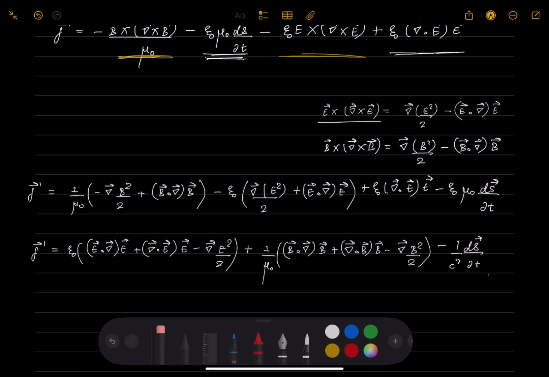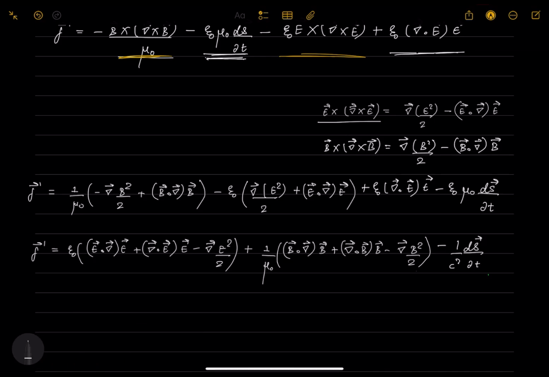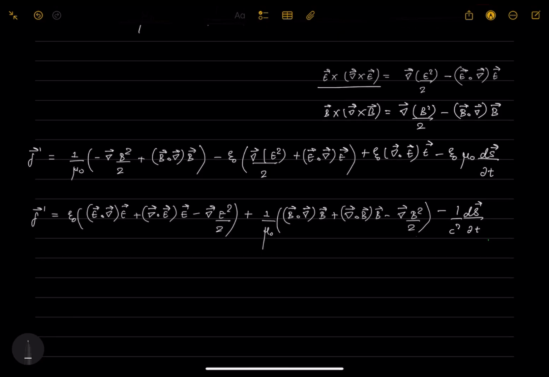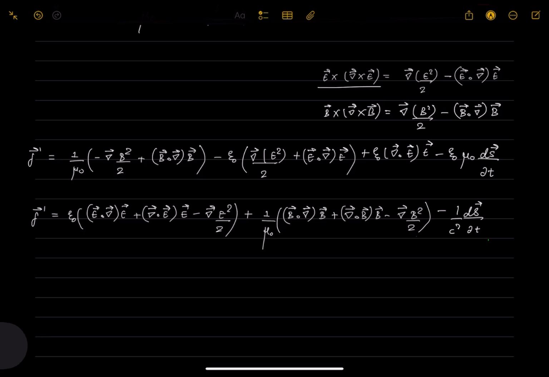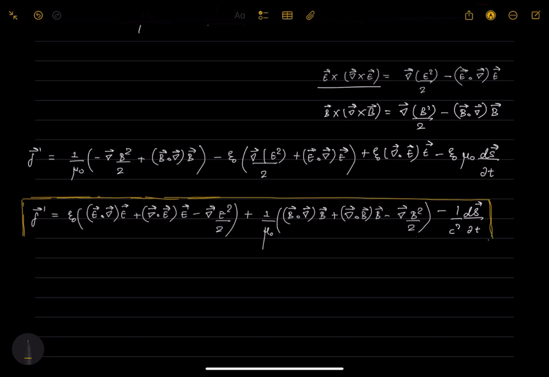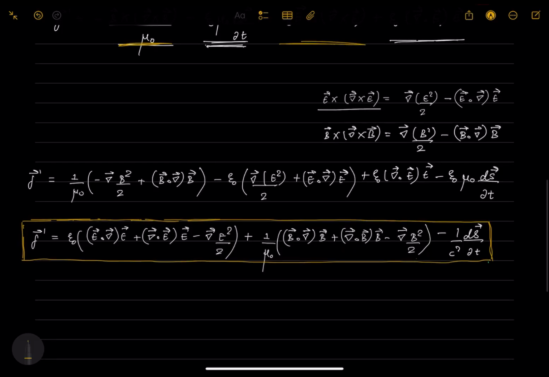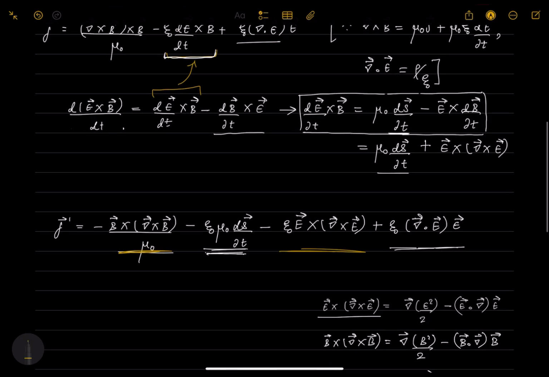And this actually ends the story for our quest of writing the local force density completely in terms of E and B. Actually, this should be our final answer, and I know that this might not satisfy a lot of you out there because this is too messy, right? So let's try to interpret this in whatever possible way. Let's see what we did.